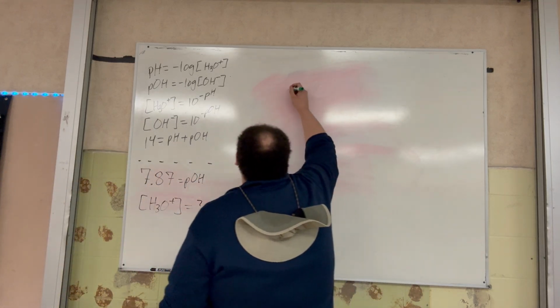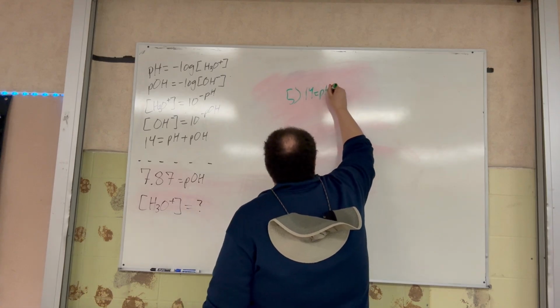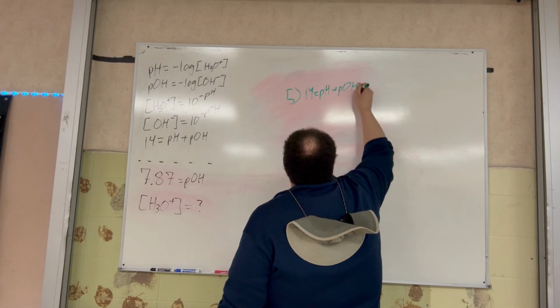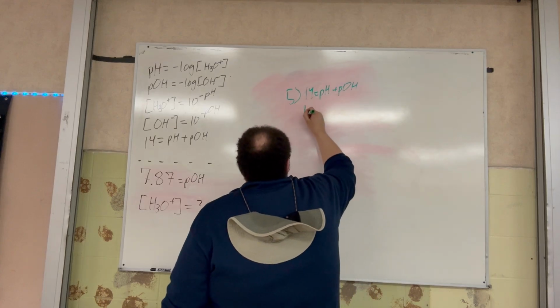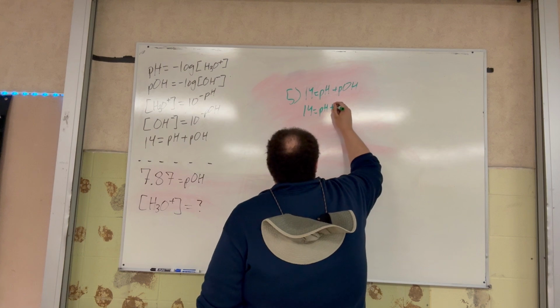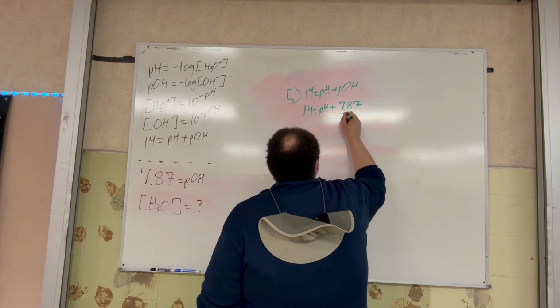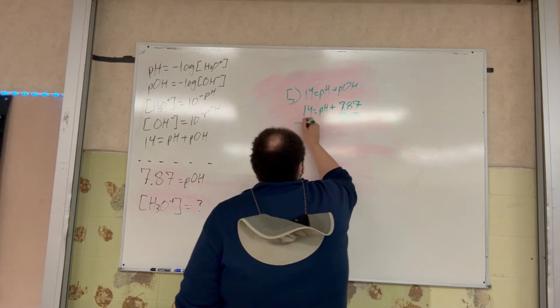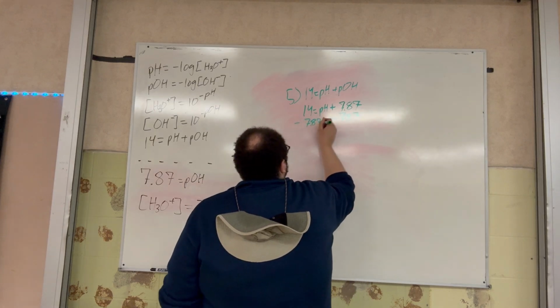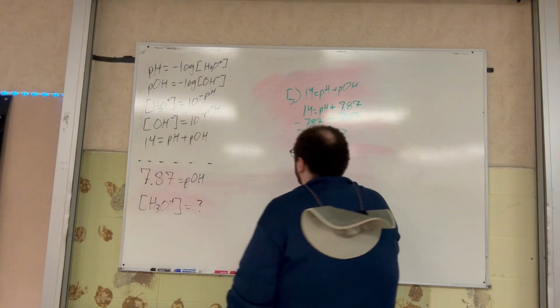When we do number 5, we'll get 14 equals pH plus POH. Plug and chug: 14 equals pH plus 7.87. Subtract 7.87 from both sides. I get 6.13 equals pH. Does anybody agree?